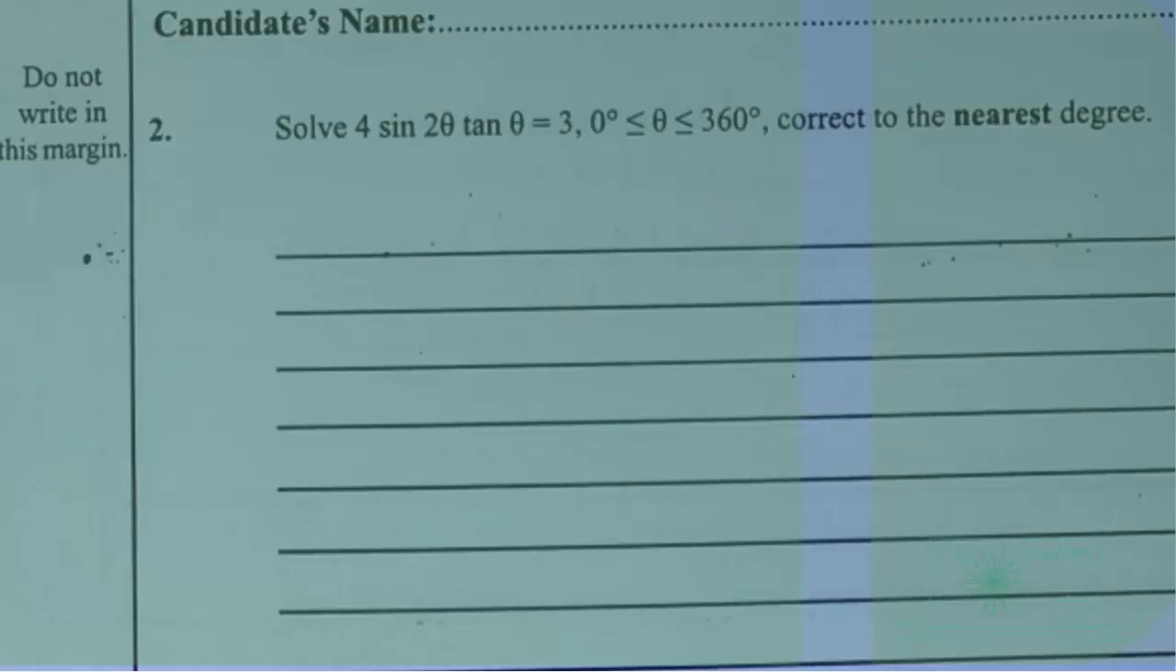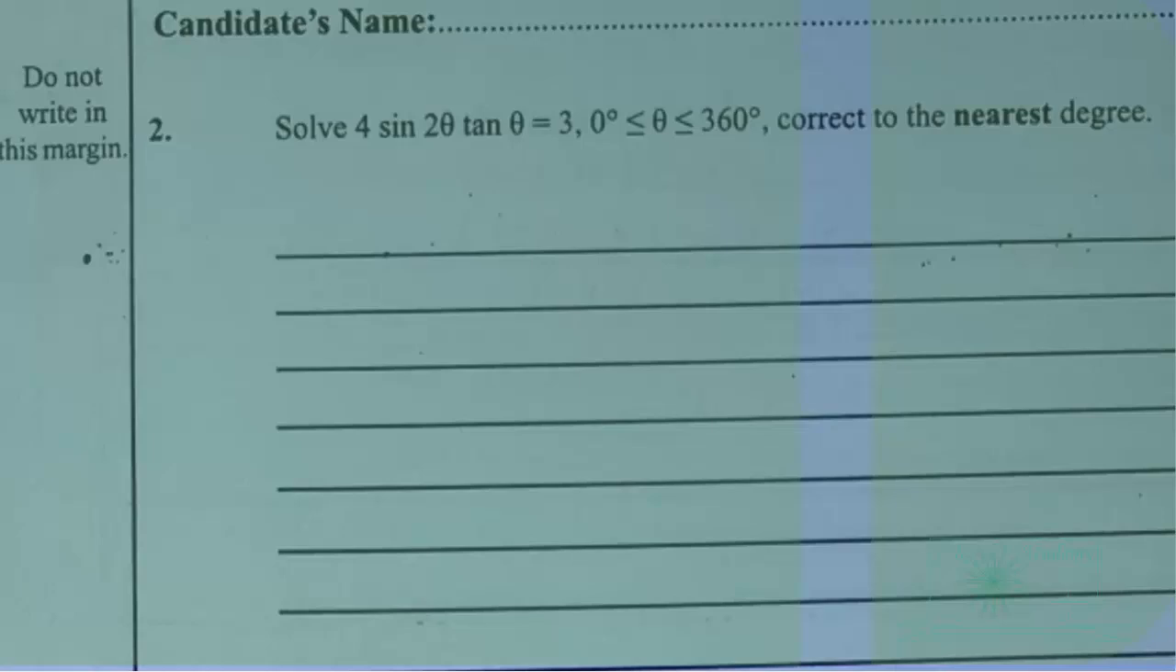Solve for theta: 4 sine 2 theta tan theta equals 3, within the range theta is between 0 degrees and 360 degrees. Theta is from 0 degrees to 360 degrees, correct to the nearest degree.